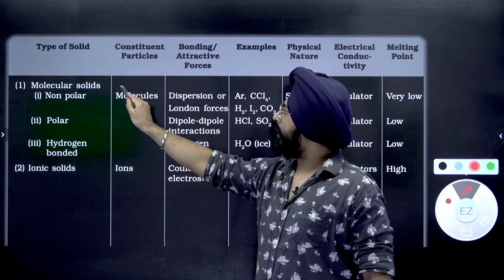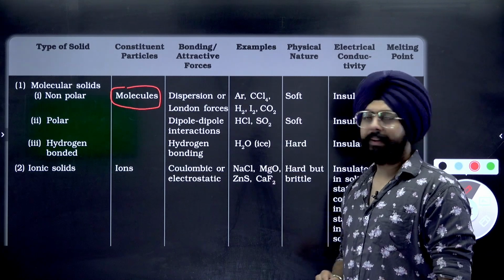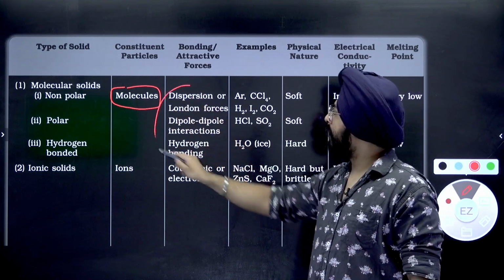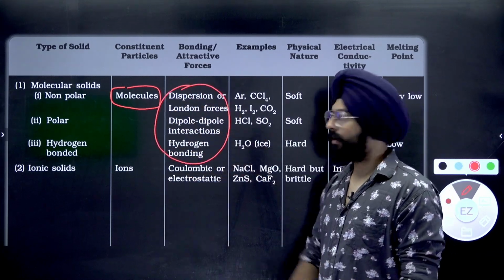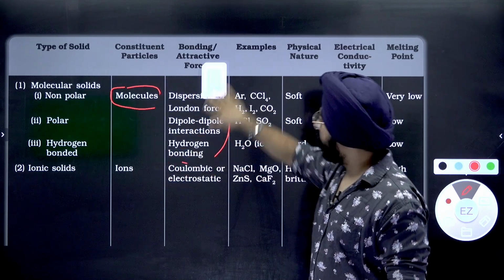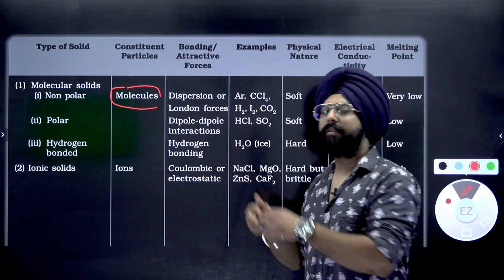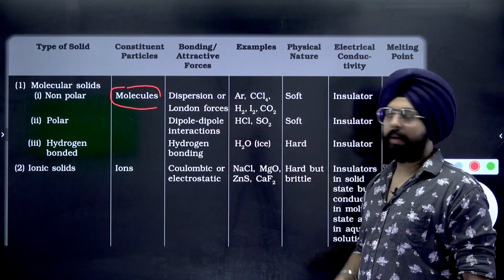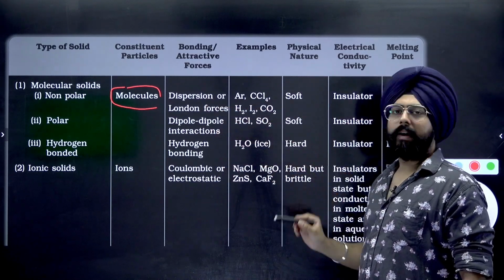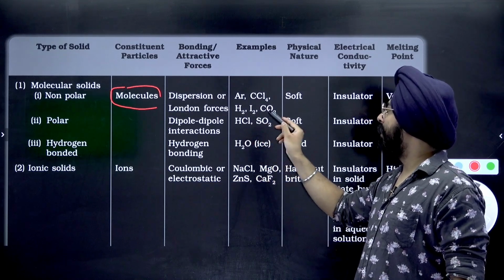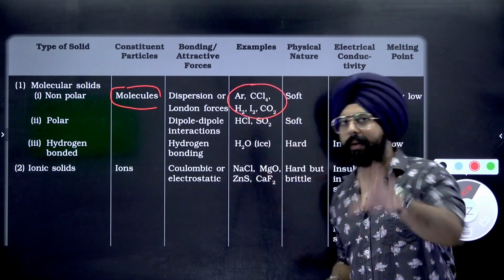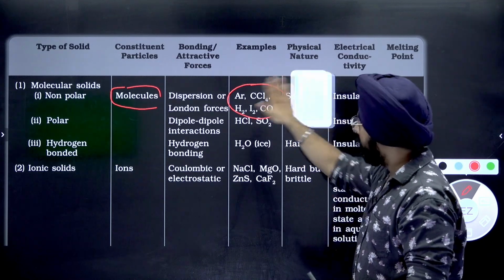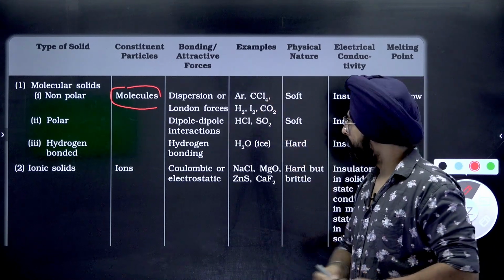What are the constituent particles? Molecules. What are the type of attractive forces? All of these weak attractive forces. According to these weak attractive forces, you can have different types of examples. Dispersion forces or induced dipole forces: argon, carbon tetrachloride, hydrogen, iodine, CO2. All of these, if you cool them down and solidify them, they will turn into solids.